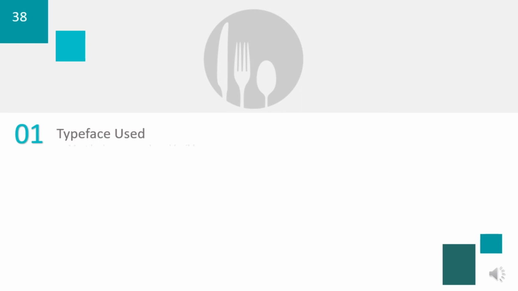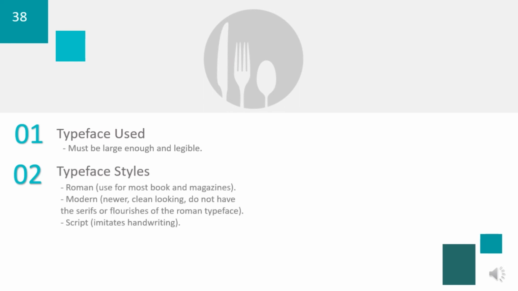Number 1. Typeface use. It must be large enough and legible. Number 2. Typeface styles. There are a few styles that we can consider, such as Roman, which we use for most books and magazines. Modern, which is newer, clean-looking, and does not have the serifs or flourishes of the Roman typeface. Script, which imitates handwriting.